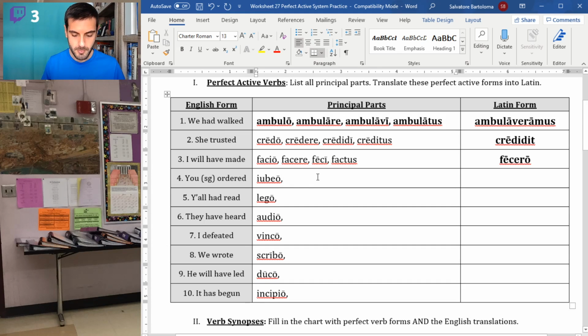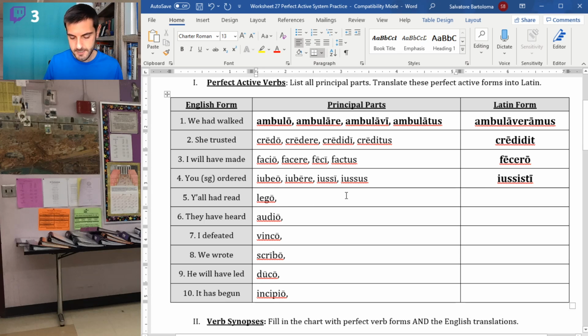The verb iubeo, principal parts iubeo, iubere, it is second conjugation, iussi, and iussus. This is you ordered, right? You, one person, ordered, so we're going for second person singular. Third principal part, iussi, so we chop off the I, we get iuss, and then the you form for perfect is isti. So iussisti, you ordered.